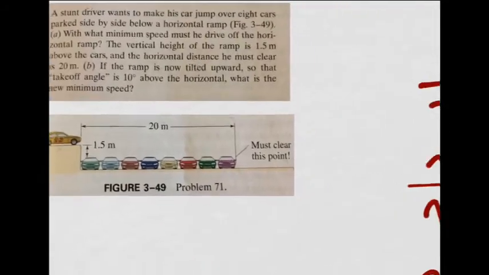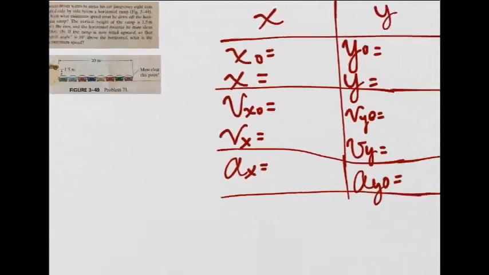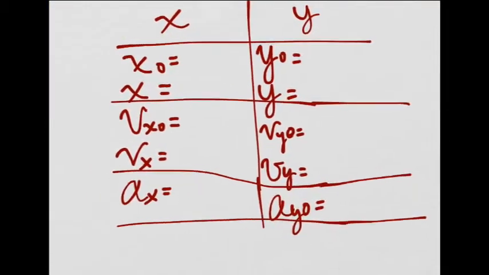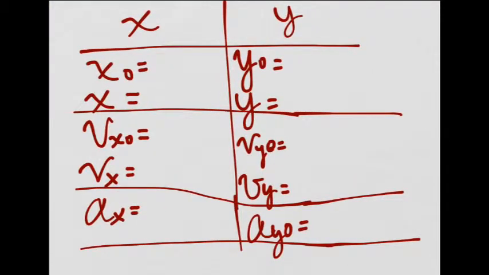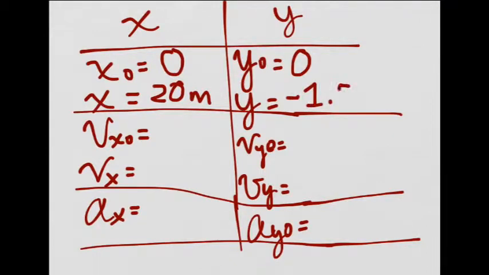First things first, we're going to plug in what we know. We already have a table here ready for us, so let's just put in all the numbers. Initial x is 0, initial y is 0, because we set the origin at the car. The final x is 20 meters, and the final y is 1.5 meters down, so negative. The initial velocity of x is what we're trying to find here, so those are both unknown.